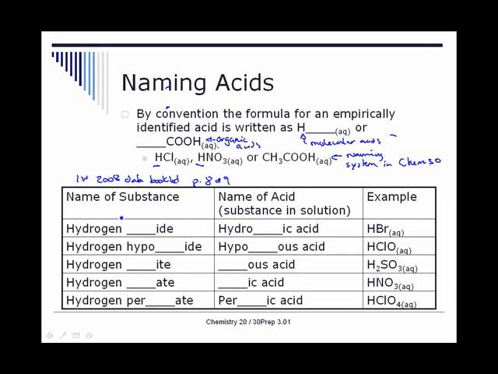If the name of the substance is written as an ide substance, so if it's just a negative ion off the periodic table, then it's going to be a hydro-blank-ic acid. So here's an example: HBr. This is bromine. In a compound, it's bromide. So the acid would be hydrobromic.